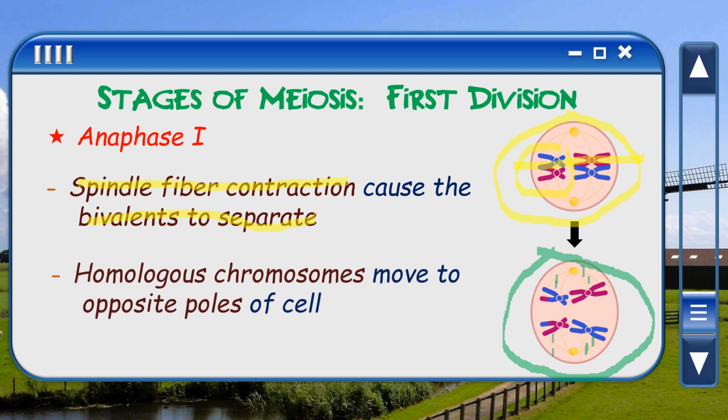So here we see that the homologous chromosomes now move to opposite poles of the cell. This one is moving in that direction and this one is moving in this direction. Here this one goes the other direction and this one goes the other direction. So the homologous chromosomes are going to move to opposite poles. That is during anaphase 1.